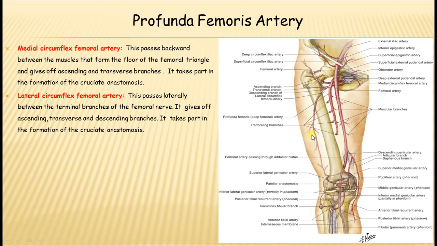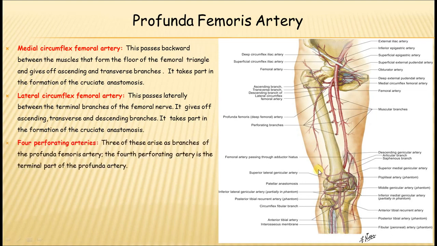The descending branch passes downwards and takes part in the genicular anastomosis. So it will anastomose, taking part in the superolateral genicular anastomosis. That is about the lateral circumflex femoral artery. The descending branch takes part in the anastomosis around the knee joint.